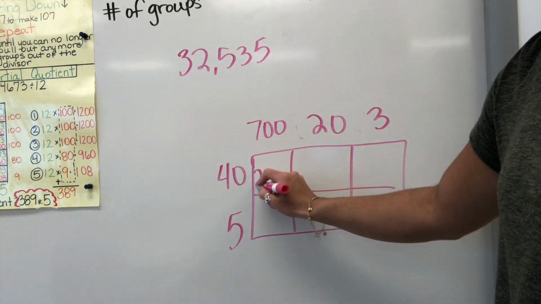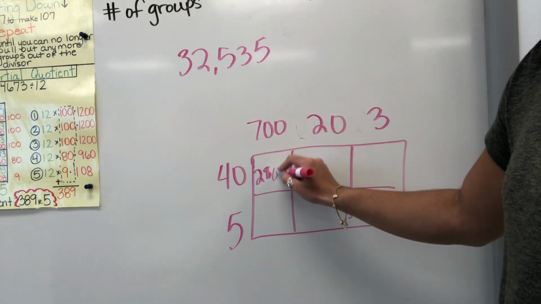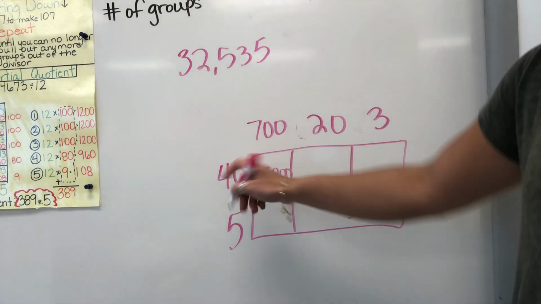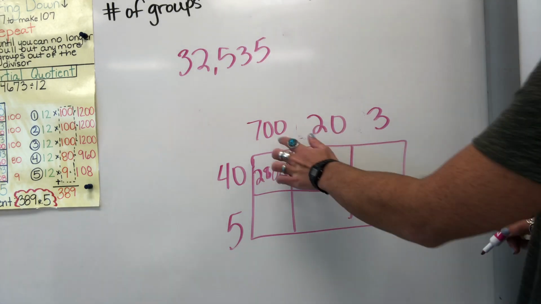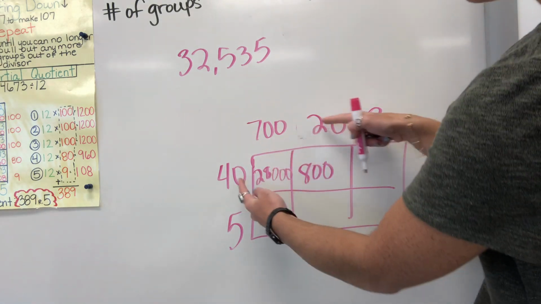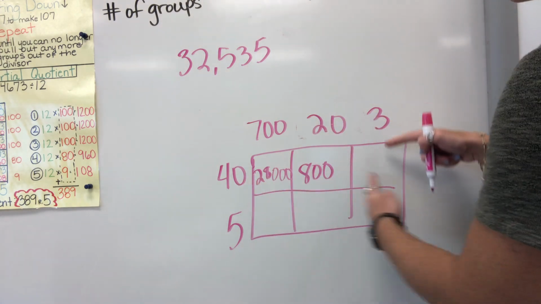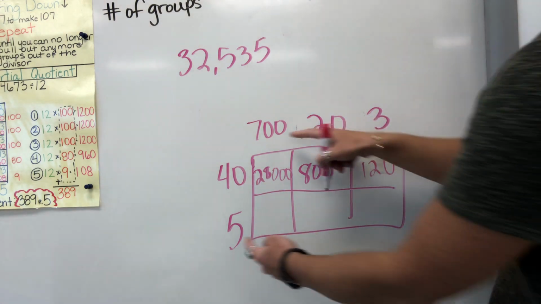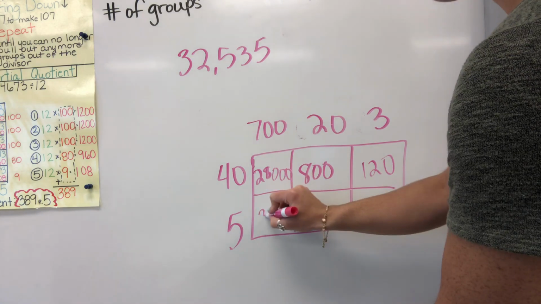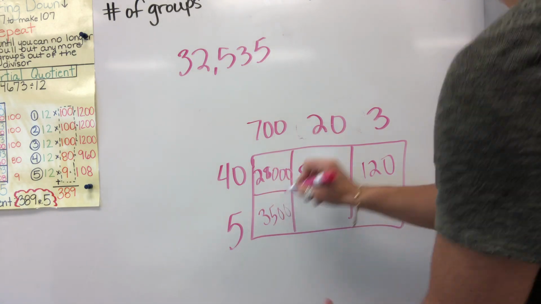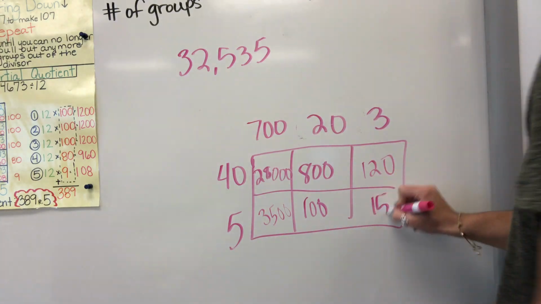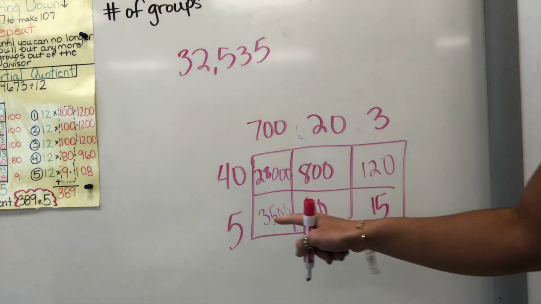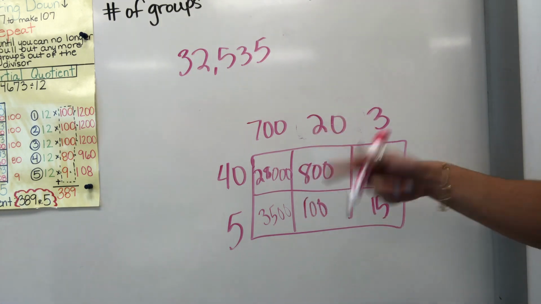7 times 4 is 28 with 1, 2, 3 zeros. 2 times 4 is 8 with 2 zeros. All I'm doing is multiplying. So 700 times 40 goes here. 20 times 40 goes here. 3 times 40 goes here. 700 times 5 goes here. 20 times 5 goes here. 3 times 5 goes here. These are all my partial products, or parts of my whole answer.